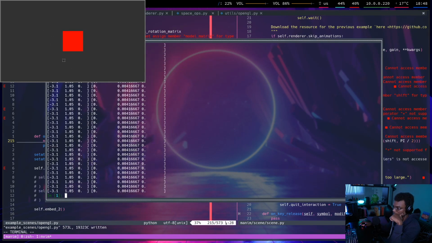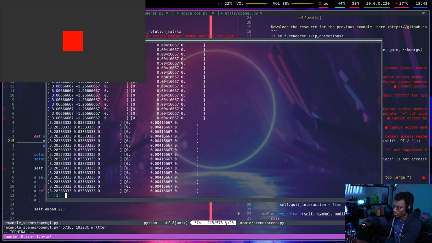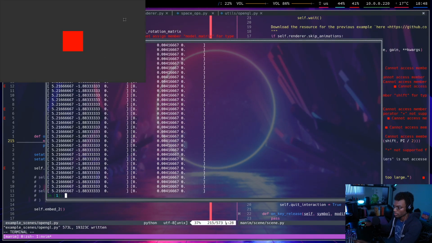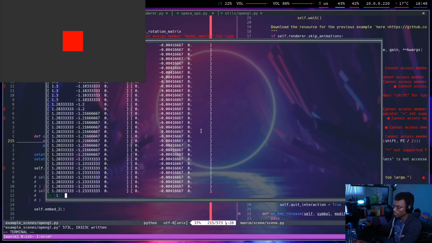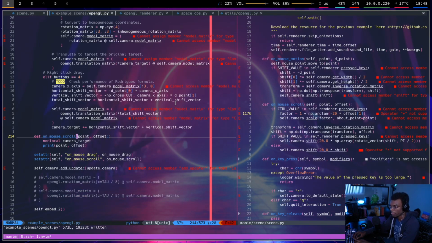It looks like offset is the location of the cursor. No, point is the location of the cursor. And then offset is this random number, and it's just positive. It's positive if you scroll up and negative if you scroll down. Okay.